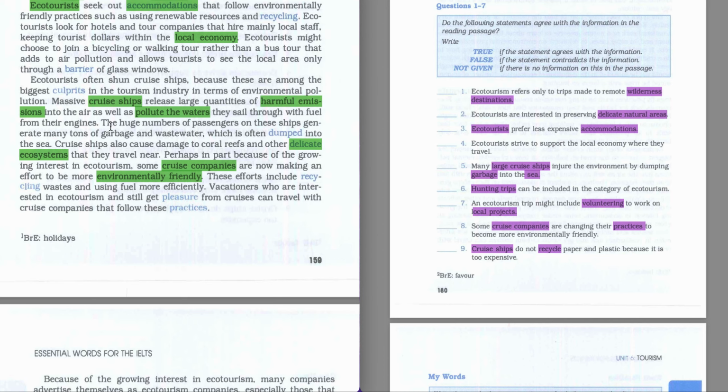So in this paragraph, everything is about this damage. No information about cruise ships recycling. Here there is something about recycling, but it's related to the companies. But they don't say anything about paper and plastic. They were just saying they're trying to make an effort. But this is about cruise companies. We have information about cruise ships only here, but there is nothing about recycling. So the answer to the ninth question is going to be not given.